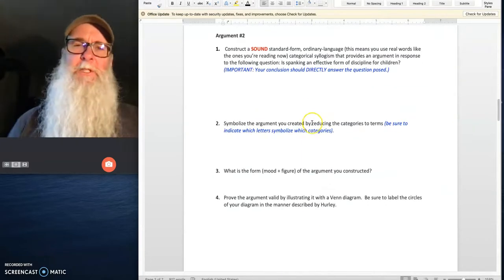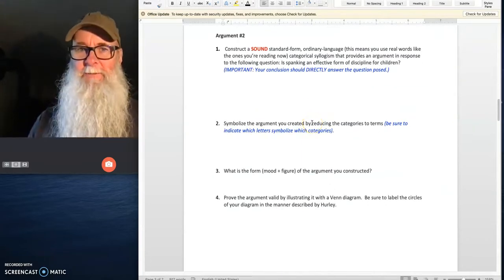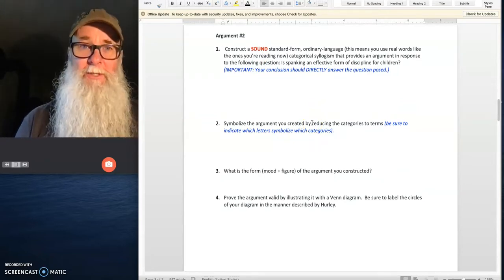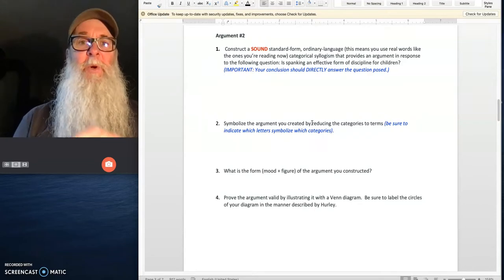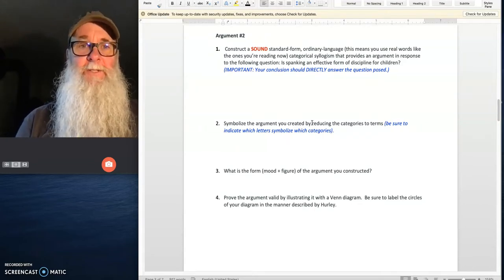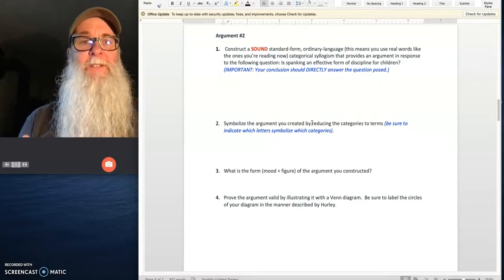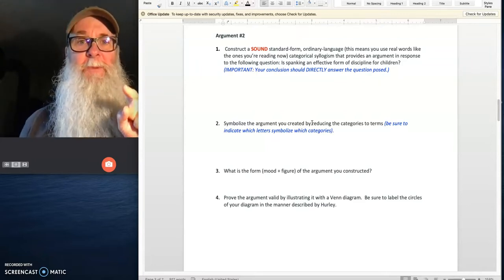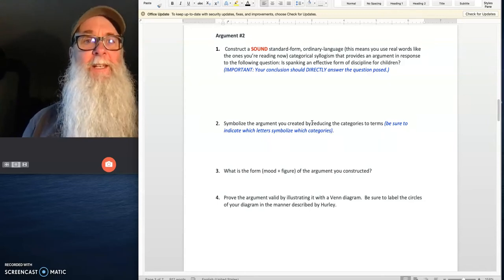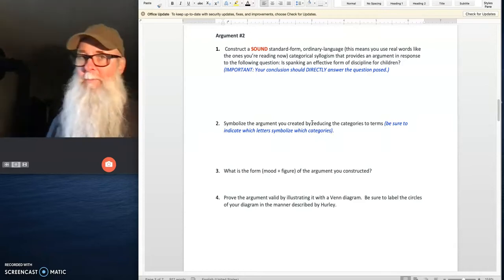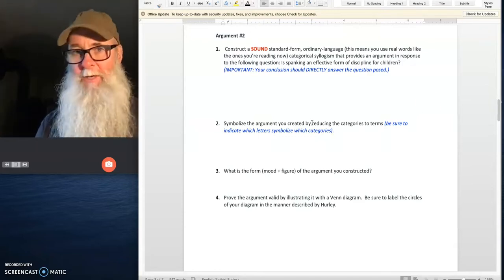So now argument number 2 is going to ask you to do something very different. Argument number 2 is asking you to create a sound, standard form, ordinary language categorical syllogism that provides an argument in response to the following question: is spanking an effective form of discipline for children? Now, here's a couple of notes you want to make sure you make on your prompt right now.